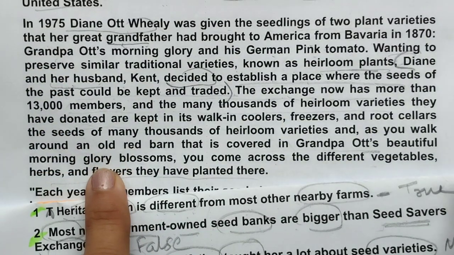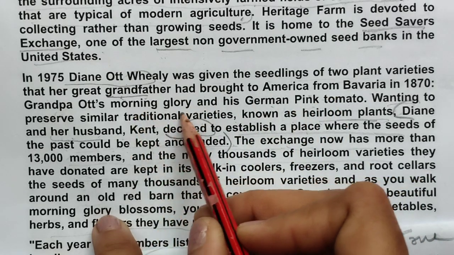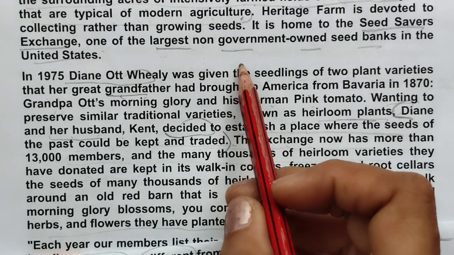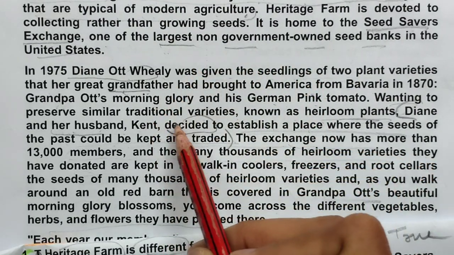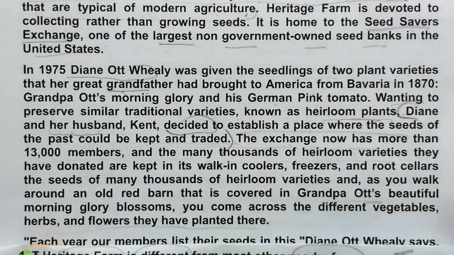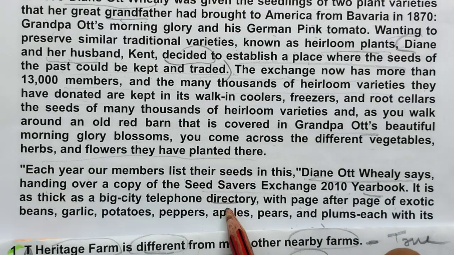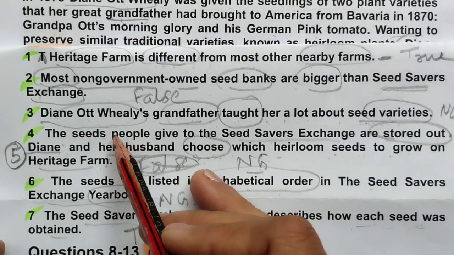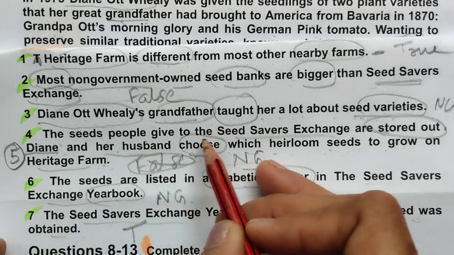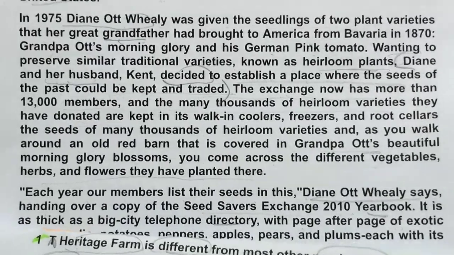So they are talking about seeds are stored out. Are sold out or sold out, I don't know. Stored out, it is given. Seeds given in the 2 plant varieties. Okay, maybe in the next, because these questions are mostly in logical sequence wise. The seeds people give to the Seed Saver Exchange are stored out. Let me find this stored out, where it is.